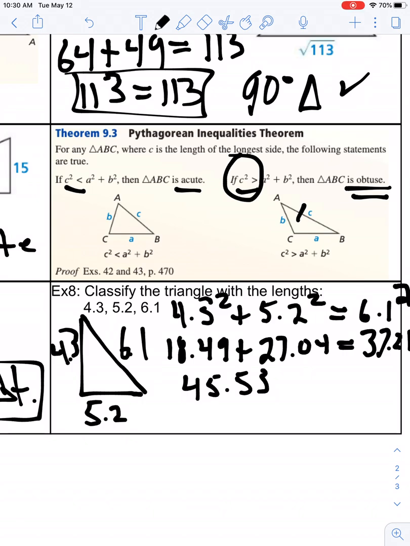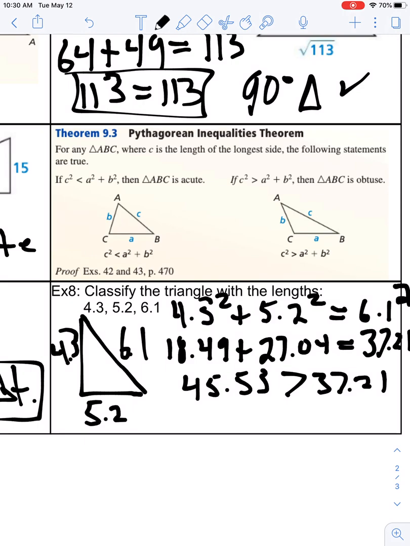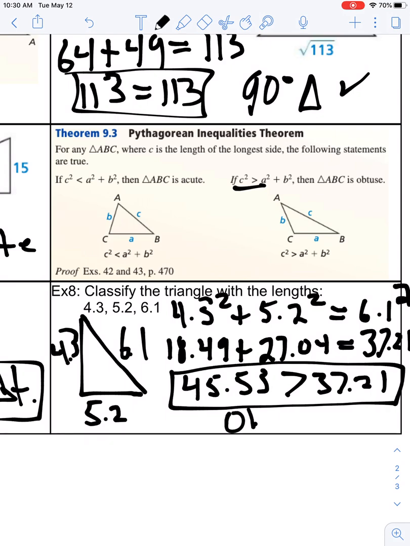Well, we have 37.21. And we can look at which symbol do we need to apply, okay? Which symbol do we need to apply based off our statements? So we can look up here, okay? Where do we have the square sum of the sides? That's going to be right there, obtuse. So this is going to be an obtuse triangle, and that's how we do that.